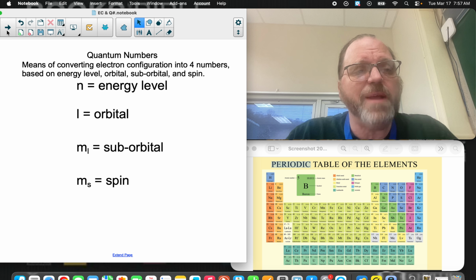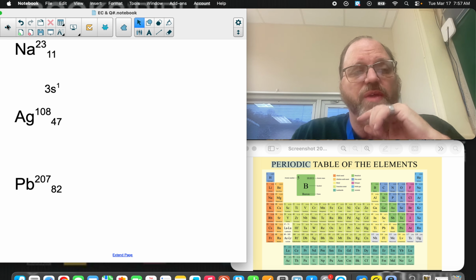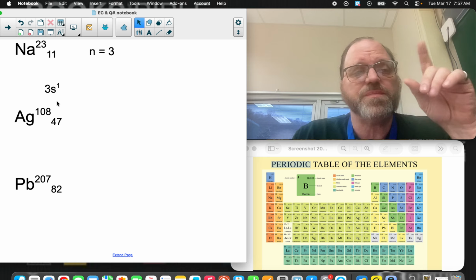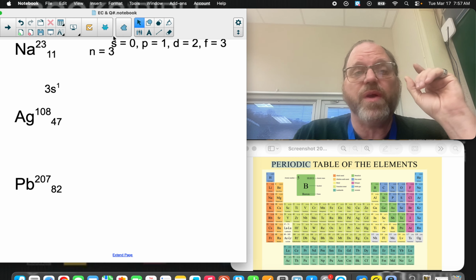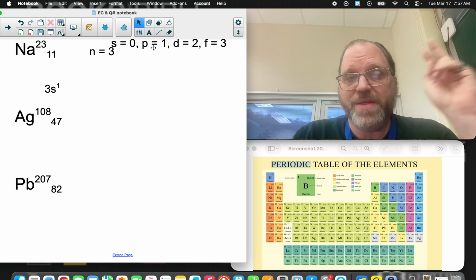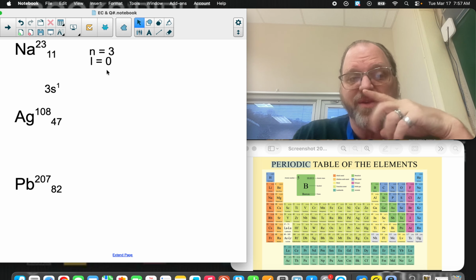So let's try sodium. We already did that one; it was 3s1. So the energy level is 3, so it's on the 3rd floor. For the orbital, remember we said S is 0, P is 1, D is 2, F is 3. Since it's an S, L is 0.